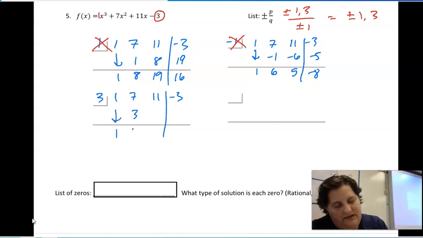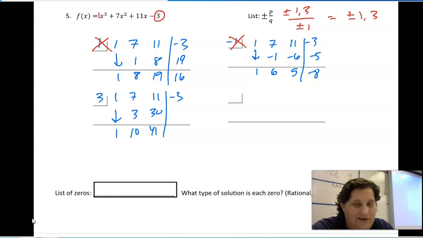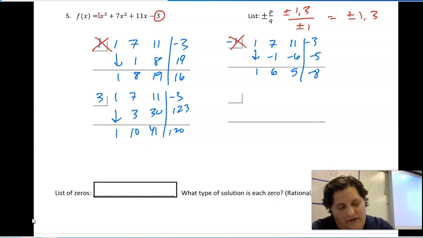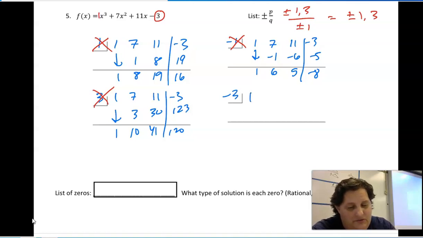1 times 3 is 3, that's 10. 3 times 10 is 30, that's 41. Can you already tell this is not going to work out, you guys? I can tell it's not going to work out. 41 times 3 is 123, so it has a remainder of 120. Bad luck.